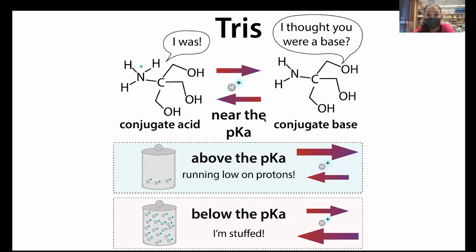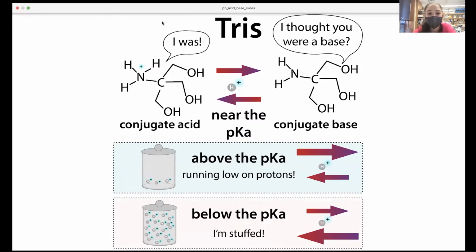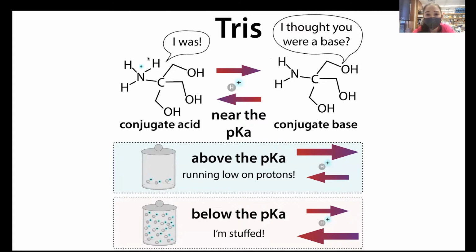This is an example of a common buffer that's used in biochemistry, Tris, and it has this amine group, which can cause problems if you're trying to do cross-linking or something that's amine sensitive. But it can be in this protonated form, or it can deprotonate. So this is its conjugate acid. It loses the proton, it becomes its conjugate base.